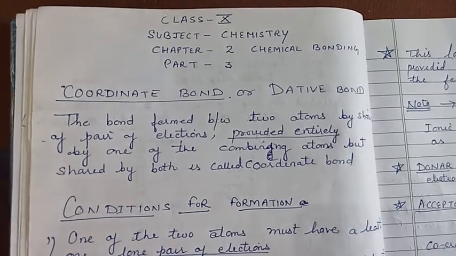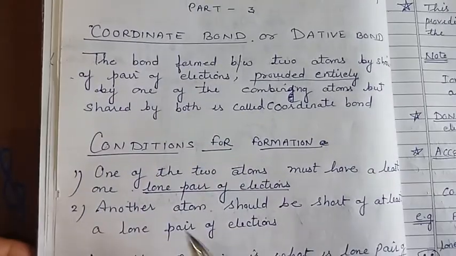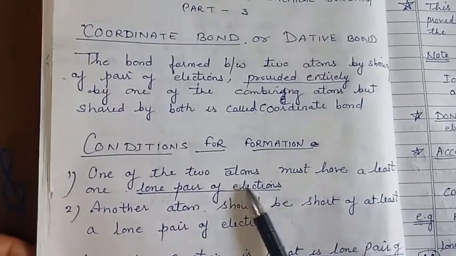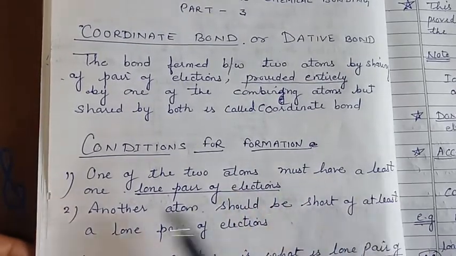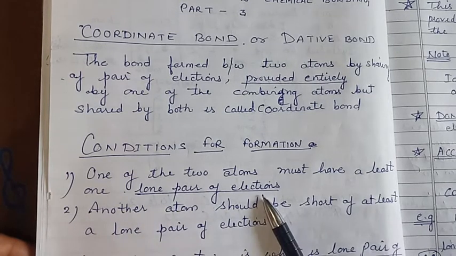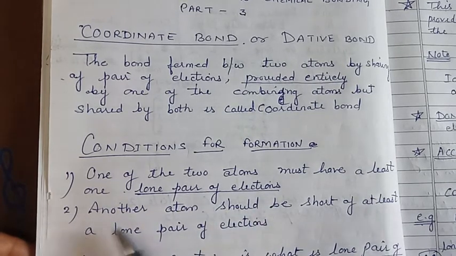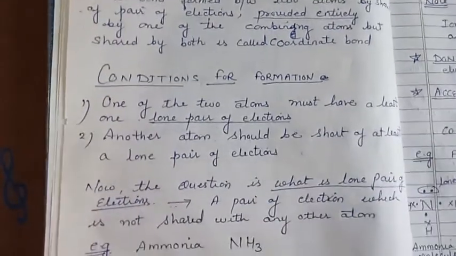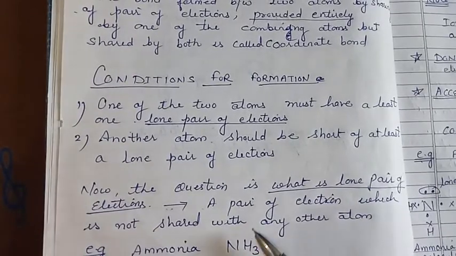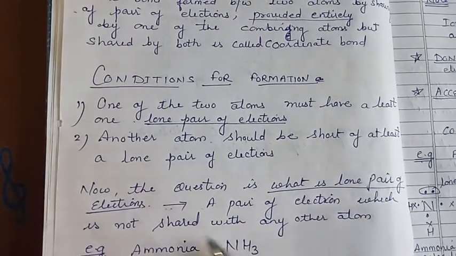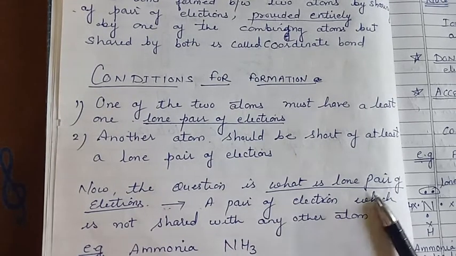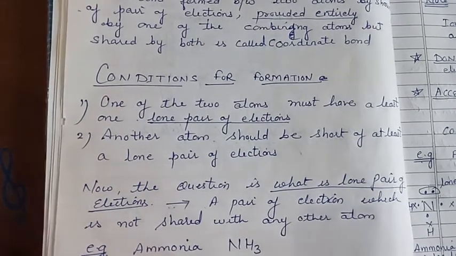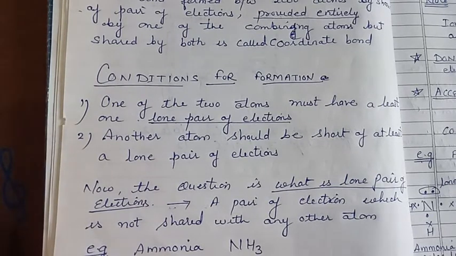And what are the conditions for the formation of a coordinate bond? One of the two atoms must have at least one lone pair of electrons. Second, another atom should be short of at least a lone pair of electrons. Now, the question is, what is a lone pair of electrons? A pair of electrons which is not shared with any other atom is known as a lone pair. This is a very important definition, so pay attention here.